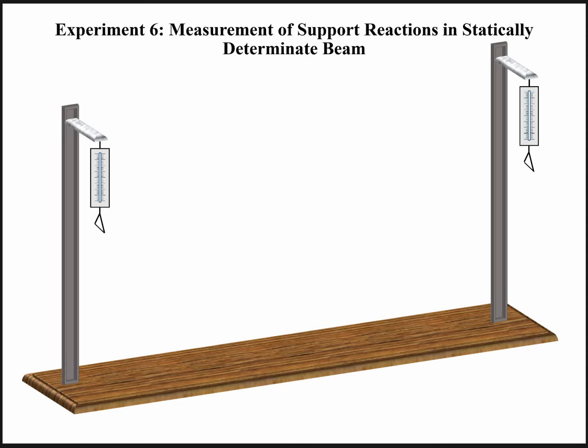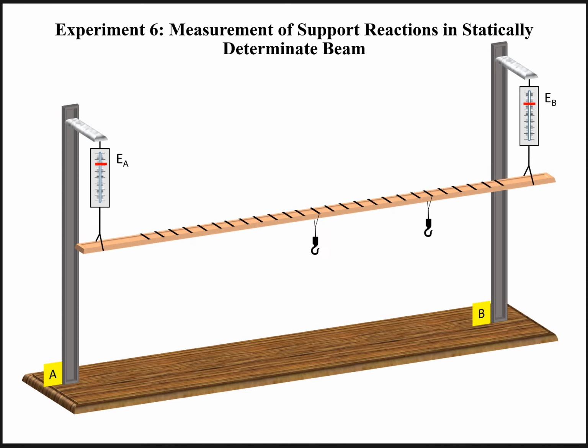So you have the experimental setup over here. First, you have to label the spring balances. Once you've labeled them, you have to place the graduated beam and suspend it from both the spring balances in this way, and take the initial readings EA and EB. These will be your initial readings which you are taking when the beam is unloaded. There is no weight suspended over it yet.